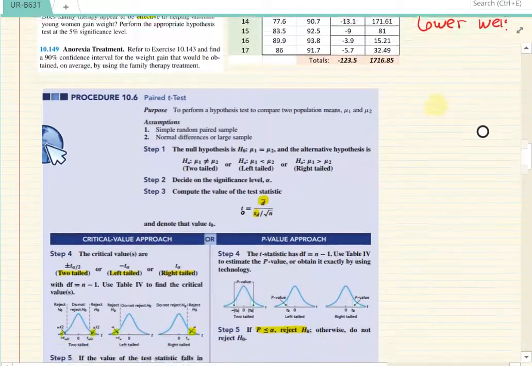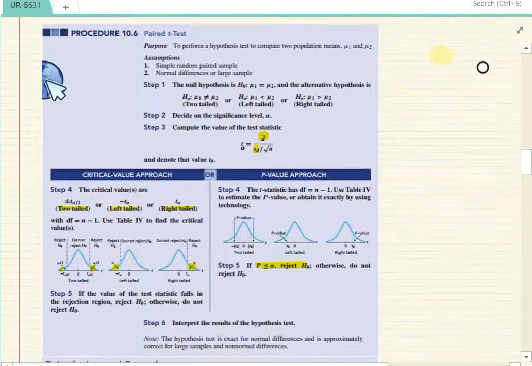So how are we going to do this? This is actually a paired t-test procedure. We have these assumptions. We always have the assumption of simple random. This time we have, notice, a paired sample. We don't have two individual samples. So we have a simple random paired sample. The differences we assume are normal, okay, normal differences, or the sample is large. That means greater than 30 pairs.